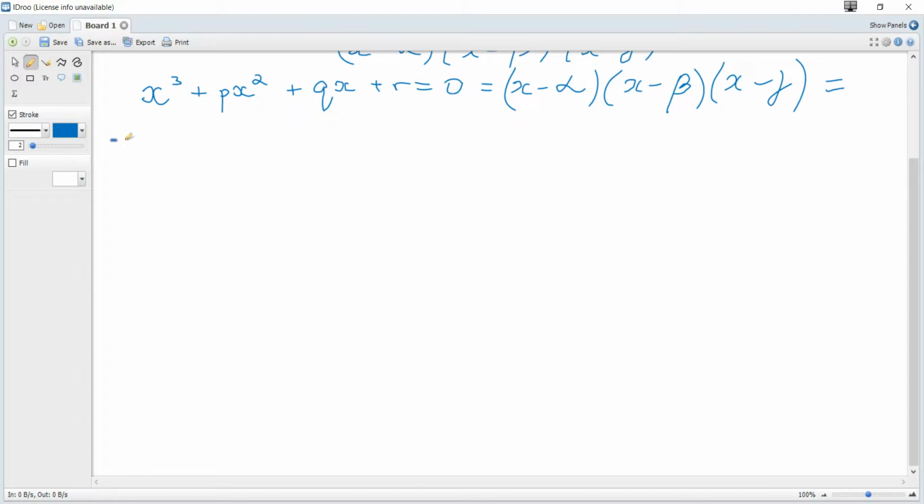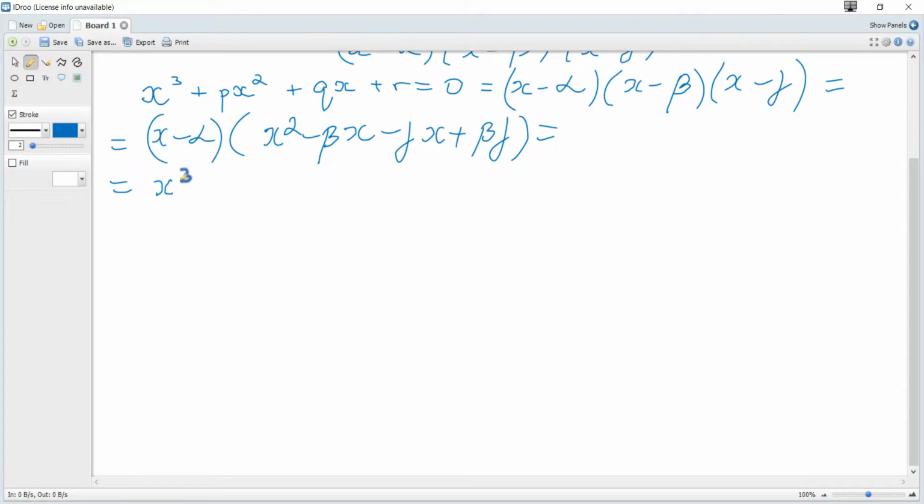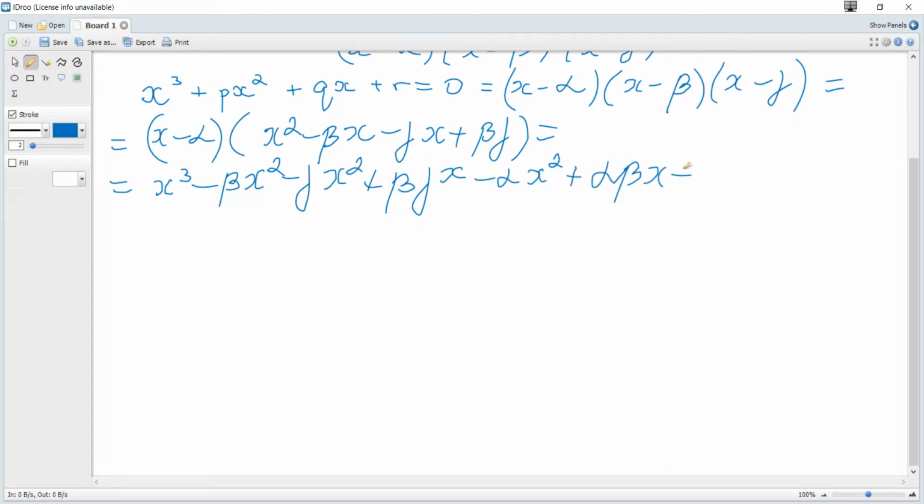So let's expand the right hand side. It becomes x minus alpha multiplied by x squared minus beta x minus gamma x plus beta gamma, and it is equal to x cubed minus beta x squared minus gamma x squared plus beta gamma x minus alpha x squared plus alpha beta x plus alpha gamma x minus alpha beta gamma.